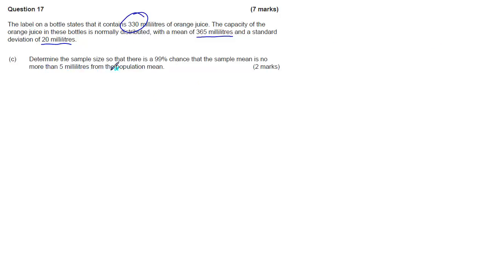Determine the sample size so there is a 99% chance that the sample mean is no more than 5 millimeters from the population mean. Think about when we make a confidence interval. We would take our mean, which is 365, plus or minus k sigma over root n. So here we want k sigma over root n to be less than 5.